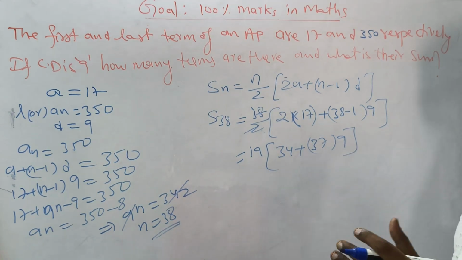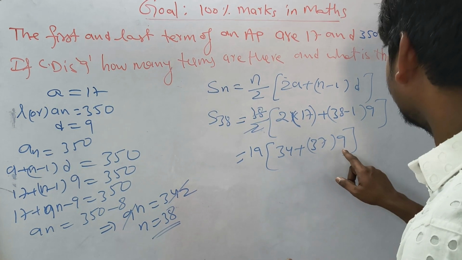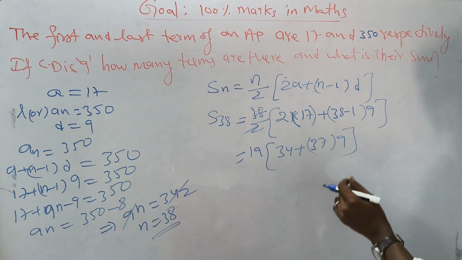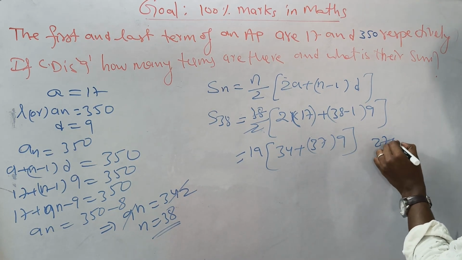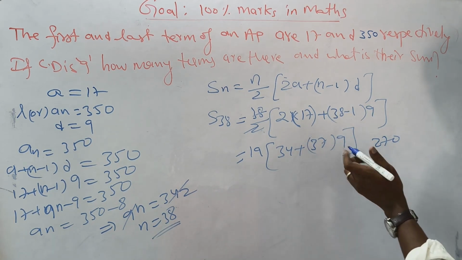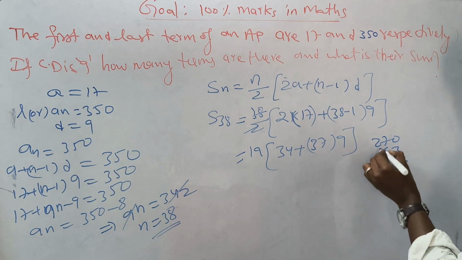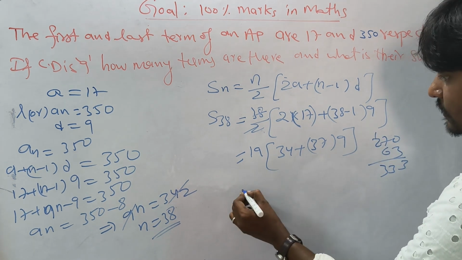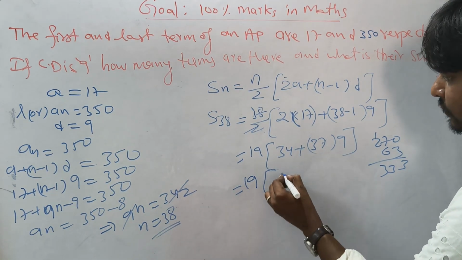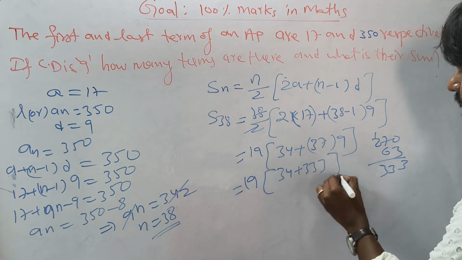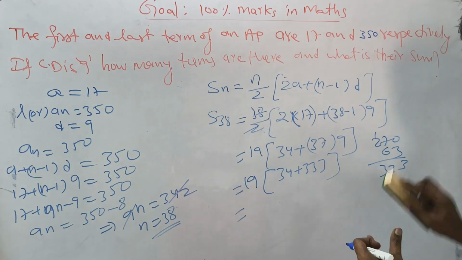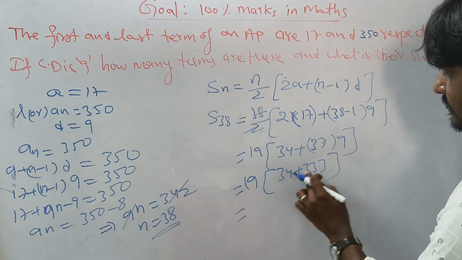Whenever you are doing a product, be very careful. See, 9 into 37. I already told you many times: 9 into 30 is 270, since 9 threes are 27 and 30 means keep the 10. 9 sevens are 63. Together that is 333. So the result is 19 into (34 + 333). If you add up, you will get 367.